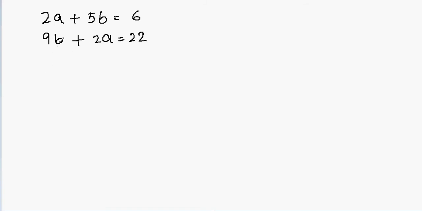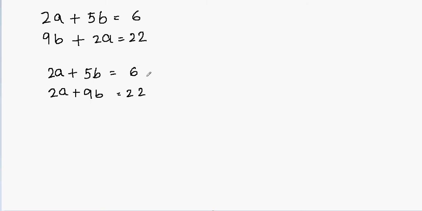So let's write 2a plus 5b is equal to 6. And then I'll write this equation, which is 2a plus 9b is equal to 22. I have to align the like terms so that it's easier for me to solve. Now we know that we have to subtract the equations because we have the same coefficient for the same variable and they have the same signs. So we'll subtract here.